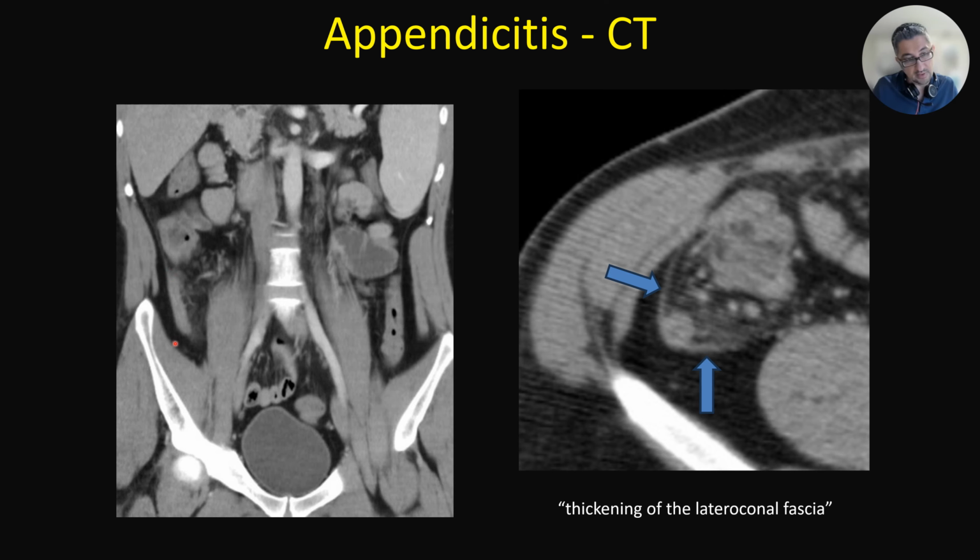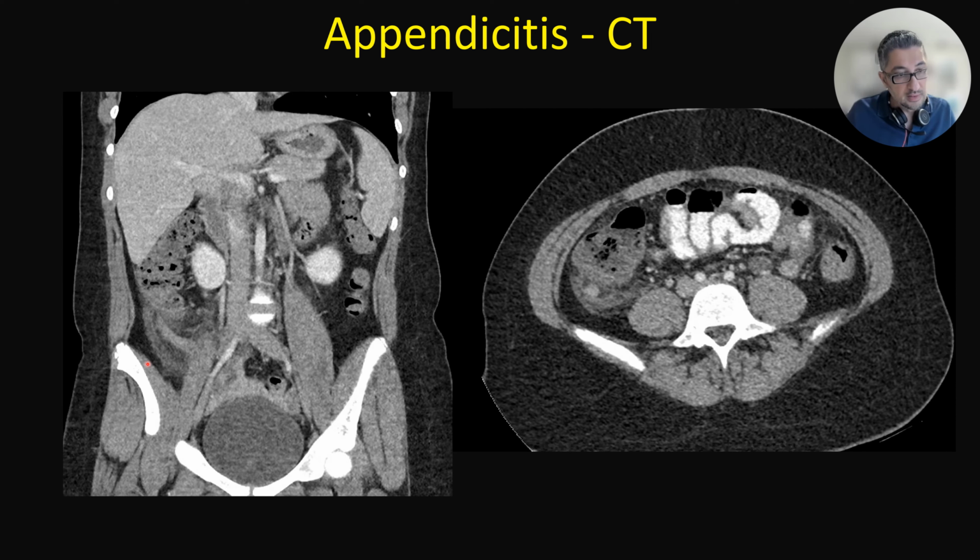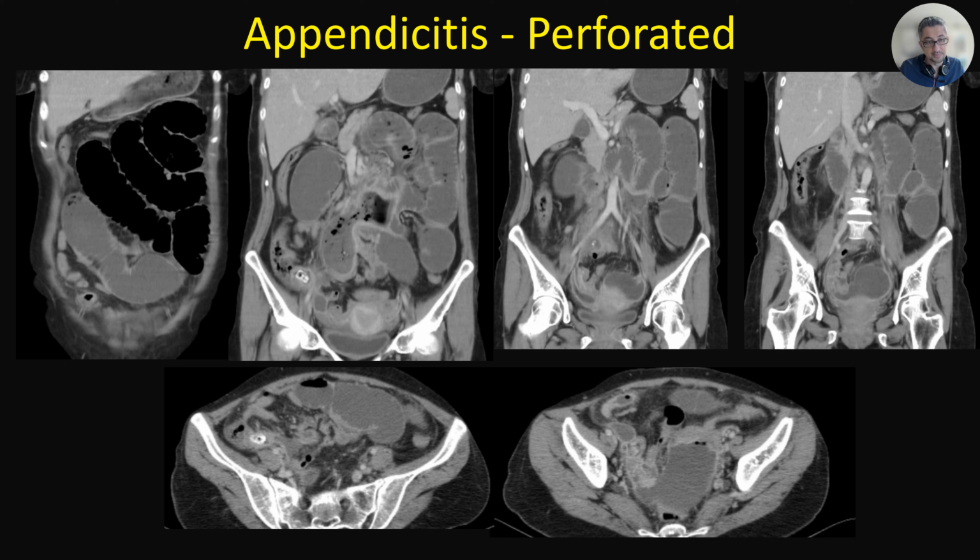Another example of appendicitis, here extending in the craniocaudal direction, and there is fat stranding and thickening of the lateral conal fascia here. Maybe a little bit of fluid, fat stranding, and thickening of the fascia. Another example of appendicitis. Here is the thickened appendix and fat stranding around it. This is a clear appendicitis.